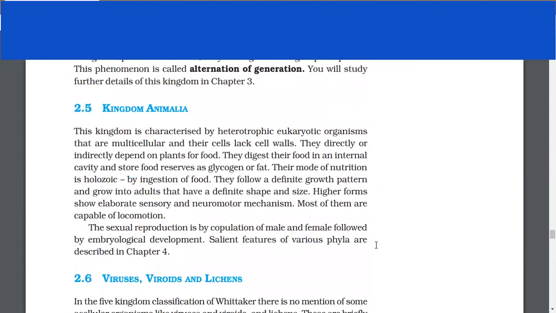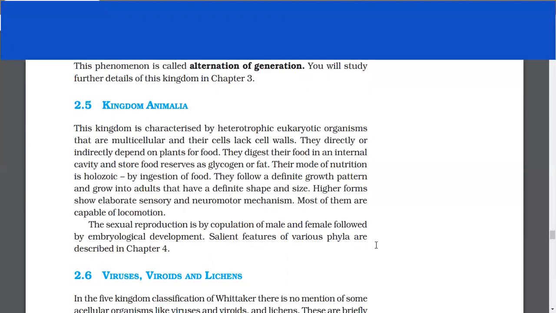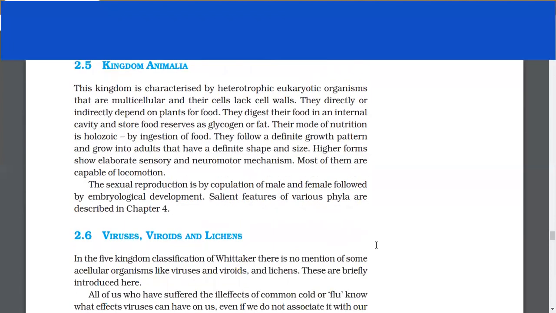Kingdom Animalia. This kingdom is characterized by heterotrophic eukaryotic organisms that are multicellular and their cells lack cell walls. They directly or indirectly depend on plants for food. They digest their food in an internal cavity and store food reserves as glycogen or fat. Their mode of nutrition is holozoic, by ingestion of food. They follow a definite growth pattern and grow into adults that have a definite shape and size.